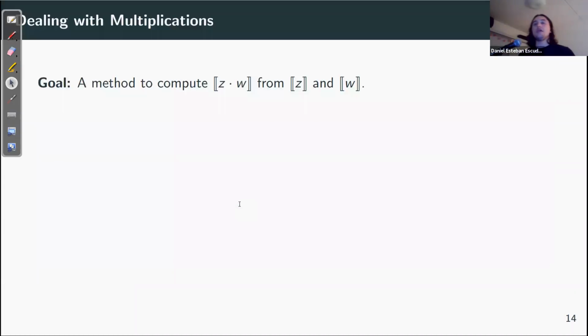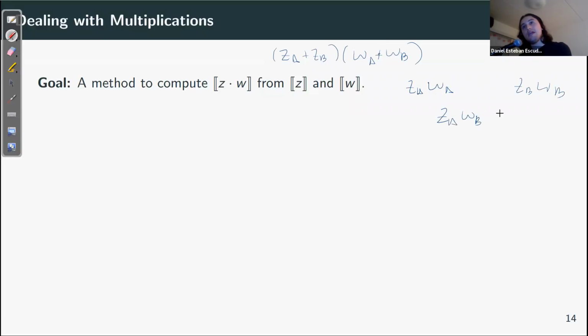So let's discuss how to get shares of the product. This is the challenge again. You have shares of Z and shares of W, and you want to get shares of the product between these two. They cannot just multiply the shares of Z and the shares of W, because that's not how it works. If I have Z as ZA plus ZB, and W as WA plus WB, and I multiply these two, you get ZA WA, good. You get ZB WB, good. But you also get these cross terms, ZA WB and ZB WA. Alice knows a part of this and Bob knows the other. So how do they deal with this? That's why it doesn't work.